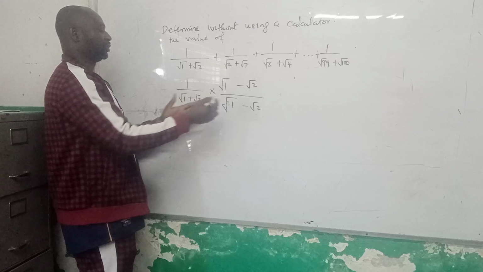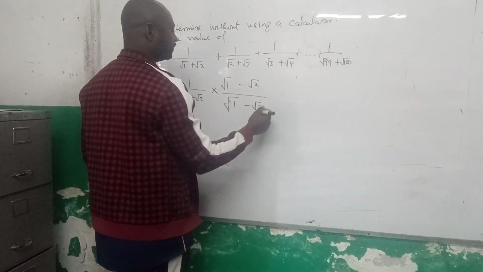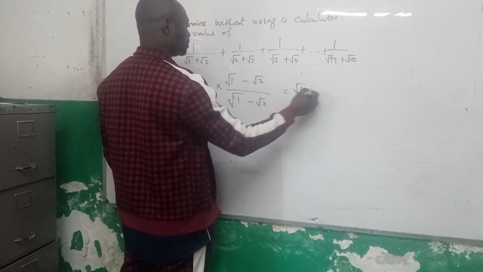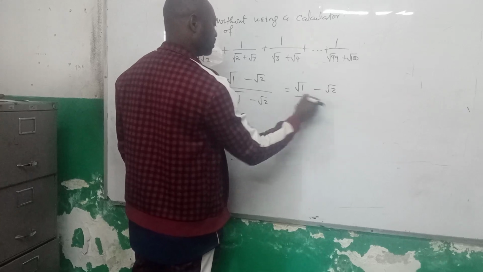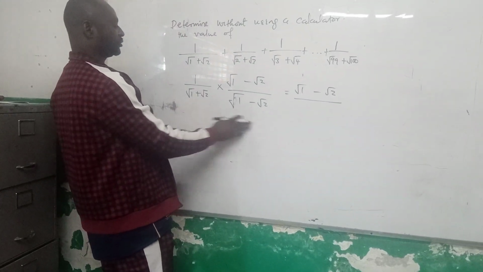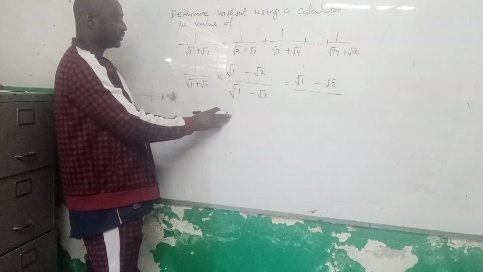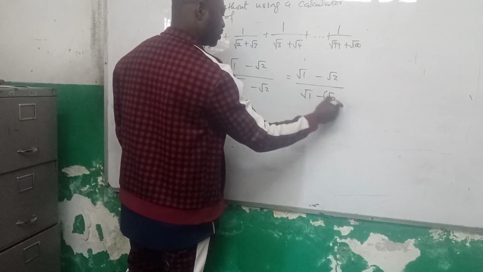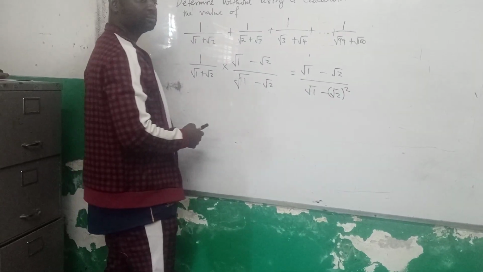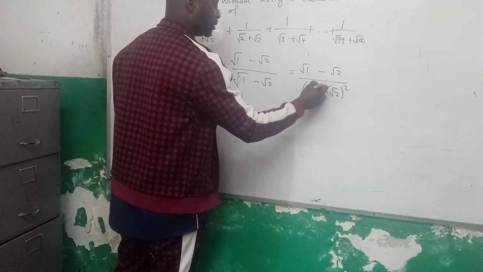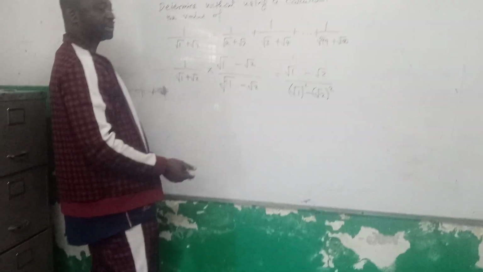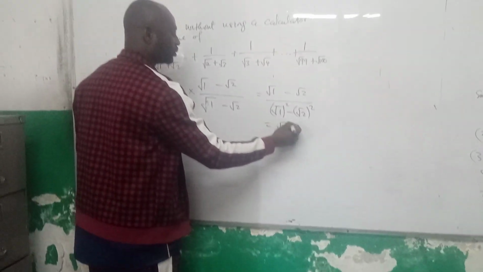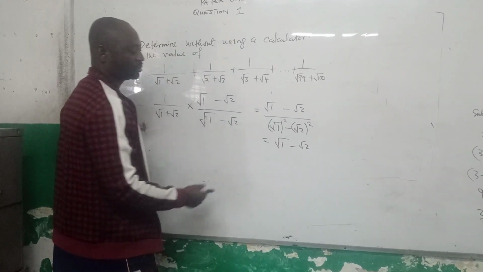Then let's see how you rationalize. You take 1 and multiply by root 1. 1 times root 1 gives you root 1. 1 times minus root 2 gives you minus root 2. Now the denominator is like a difference of two squares. So this is root 1 squared minus root 2 squared. You understand that? This is the difference of two squares. So when you come here, the numerator will give you square root of 1 minus square root of 2.